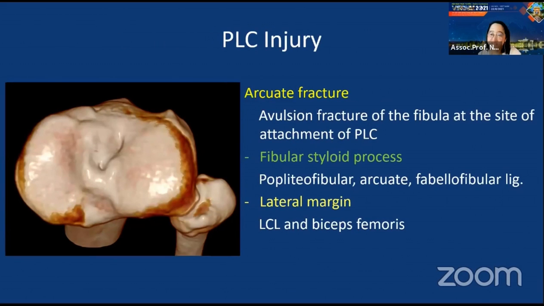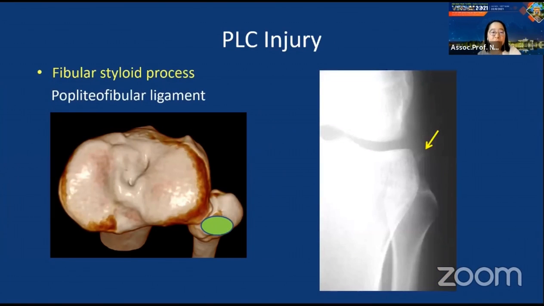First of all, acute fracture. Acute fracture is the avulsion fracture of the fibula at the site of attachment. It can occur at the fibular styloid process, where the popliteofibular, arcuate, and fabellofibular ligaments insert. On the lateral margin, which is a weaker structure, are the LCL and biceps femoris. Here is an example of the fibular styloid process, where the popliteofibular ligament inserts. There's a small fragment of bone pulling from the fibular styloid.